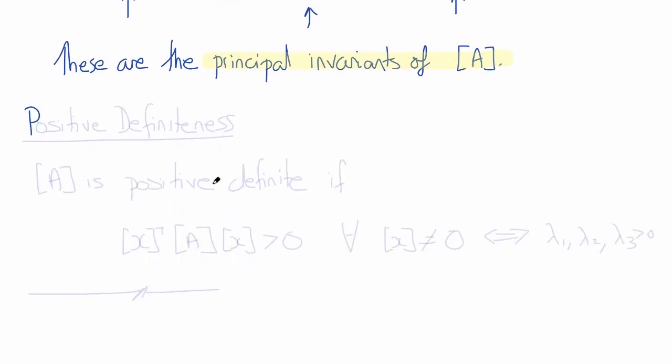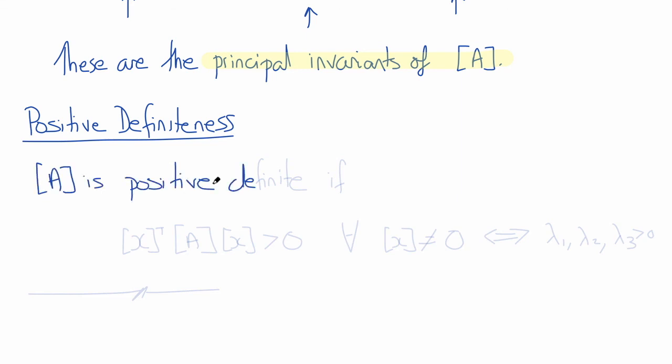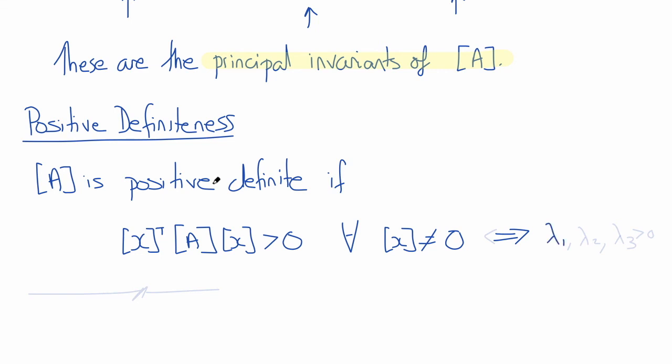Finally, let's just review the concept of positive definiteness. The matrix A is positive definite if the product of the row matrix x transpose, times A times the column matrix x, is greater than 0 for all values of x not equal to 0, which in turn implies that lambda 1, lambda 2, and lambda 3 are all greater than 0. So in other words, if lambda 1, lambda 2, and lambda 3 are all greater than 0, then you can say that the matrix A is positive definite.